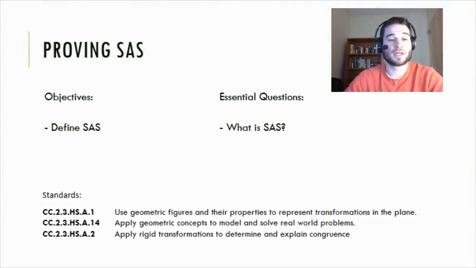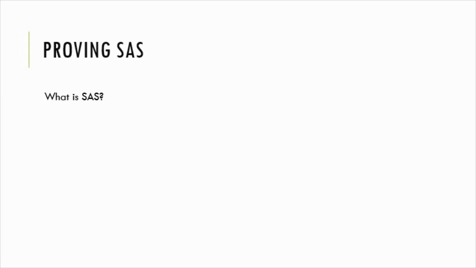The student objectives for this lesson: define SAS, and our essential question: what is SAS? So what is SAS? Well, it's another congruence test. Besides side, side, side, there's other ways we can tell if triangles are congruent.